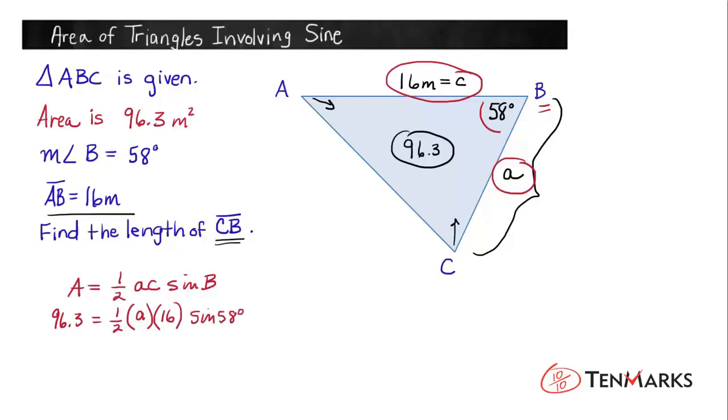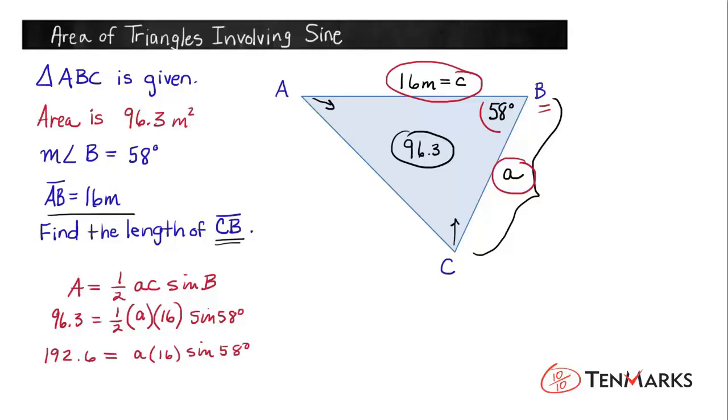Let's first get rid of the fraction. We don't have to do that, but that might be nice. If we double both sides or multiply both sides by 2, that's going to give us 192.6 on this side. And over here, that'll give us A times 16 times the sine of 58 degrees.